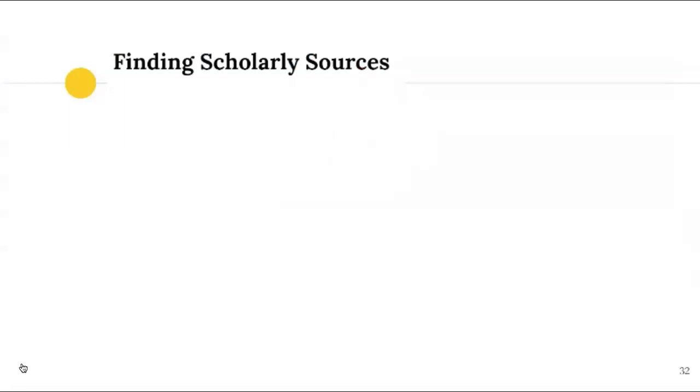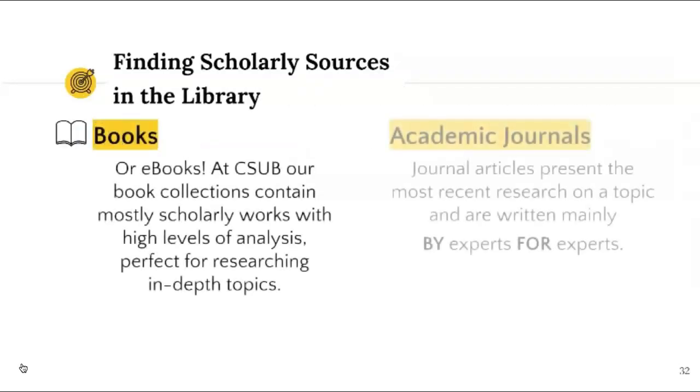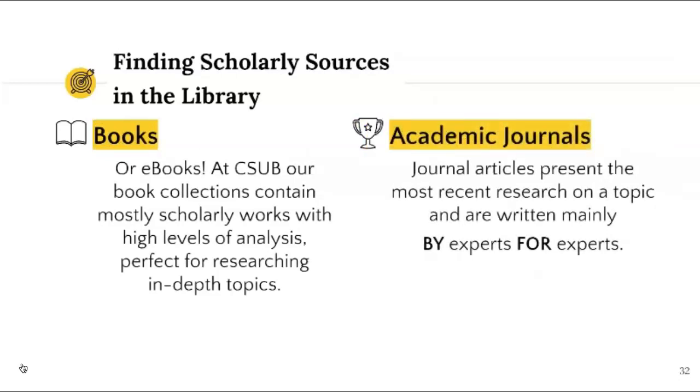Scholarly sources can come in many different formats, the most common being books and journal articles. Books at CSUB are reviewed before purchase by librarians to ensure that they fit in with the scholarly collection that we know our students need. Our books have a high level of analysis and can be a great source of information. We have traditional print books physically available from the library, or even ebooks that you can view electronically from anywhere.